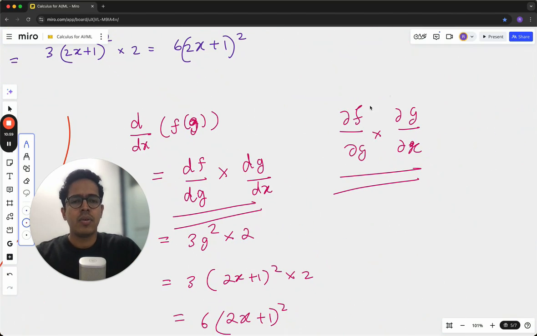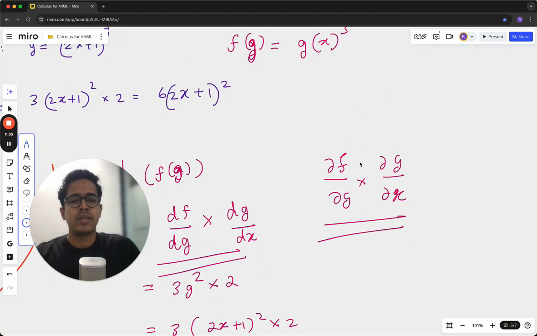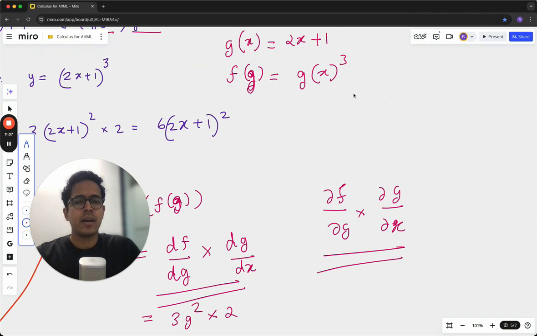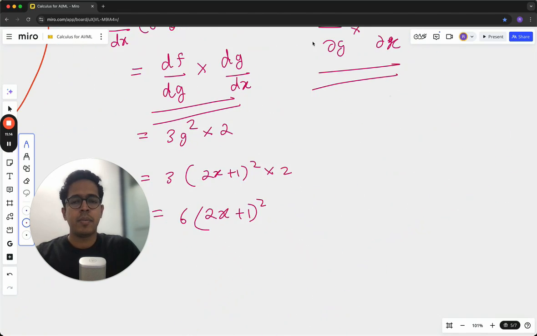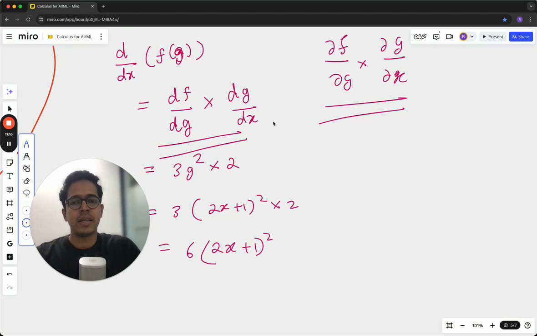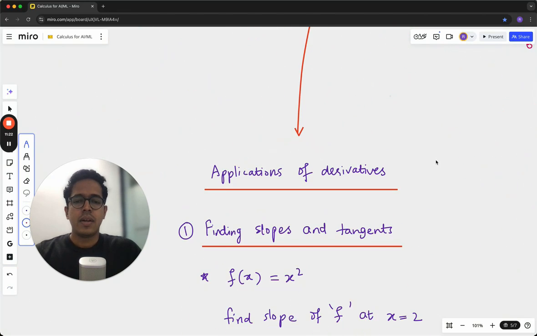if you are writing dou f by dou g, it's actually g is also dependent on x, right? So at the end of the day, you are taking the derivative with respect to x only in this particular case. But if you remember it like this, it's an easier way to memorize it, or an easier way to use it when you are trying to implement chain rule. So that is the chain rule.